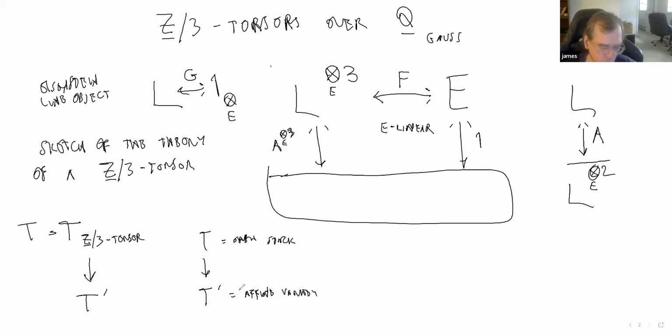And the orbit stack by what group? Well, I want to say it's something like GL1 over the Eisensteins or something like that.